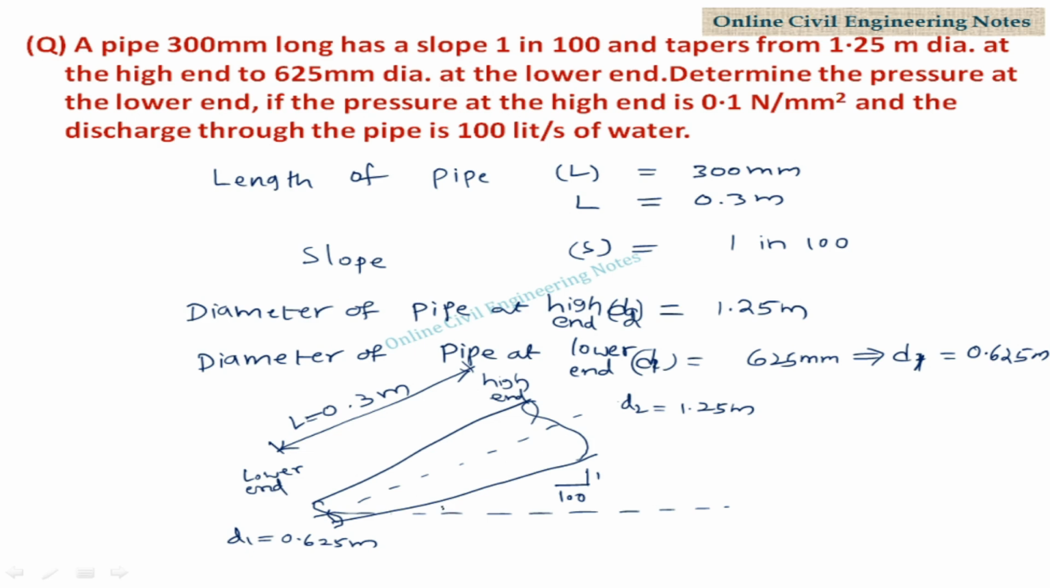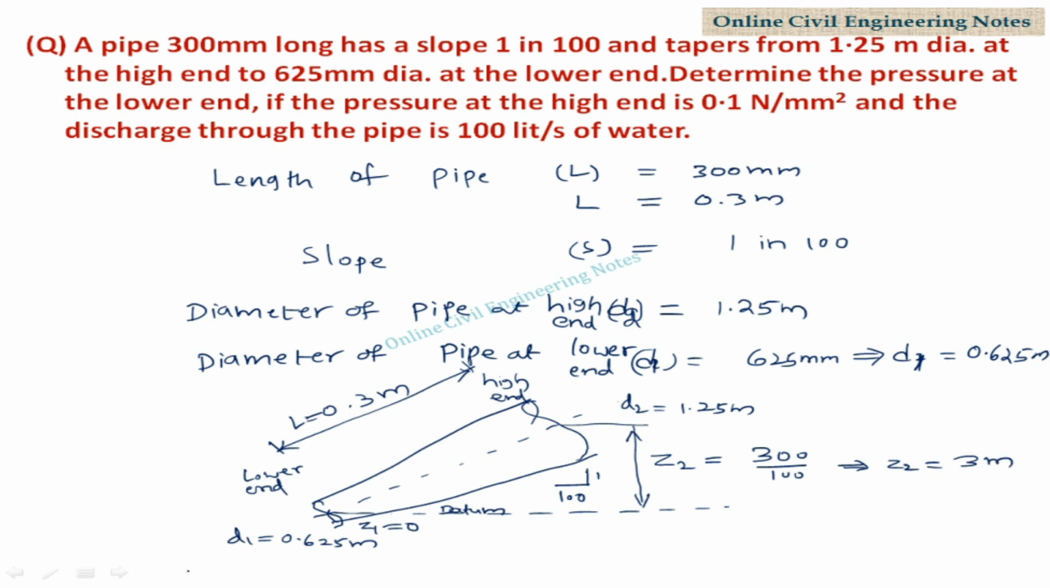Let's assume this is a datum. Here datum head with respect to lower end Z1 is equal to 0, as there is no head here, but for higher end there is a head. Take it as Z2, which is equal to 300 mm divided by 100, since 300 mm is the length and 1 in 100 is the slope. Z2 datum head is equal to 3 meters.